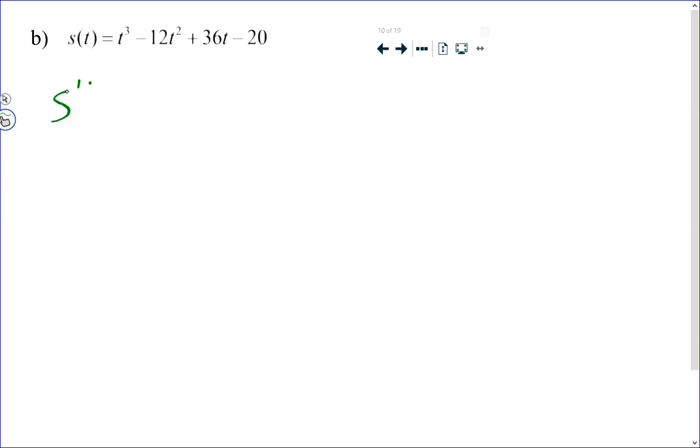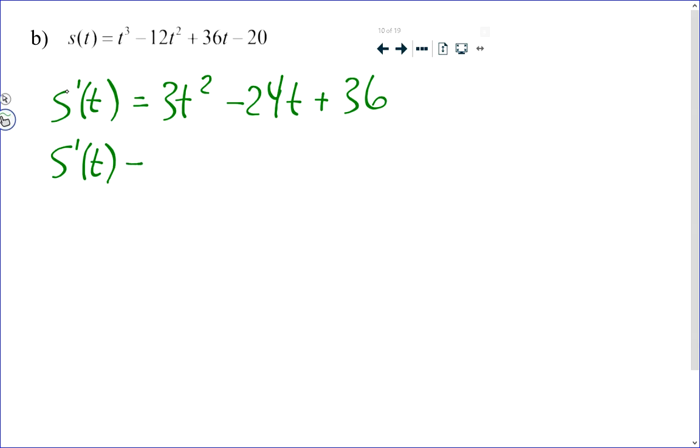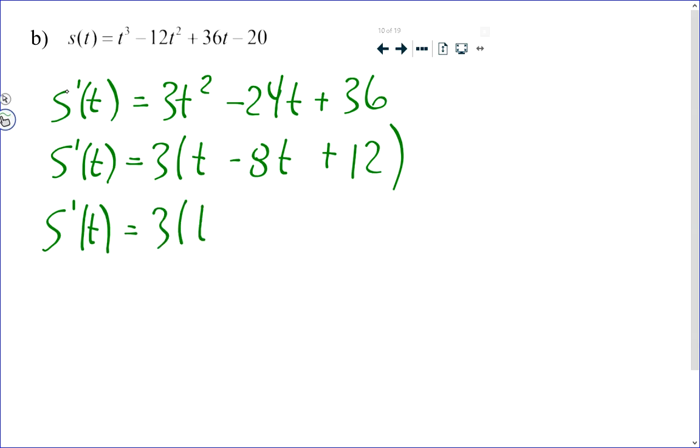Let's do this again. S prime of t, I'll use this notation this time, is 3t squared minus 24t plus 36. That looks okay. I want to always express my derivative in factored form. It finally makes sense why I've been harping on you for the first 5 weeks of classes that you have to factor things completely. So I take a 3 out of everything, and then I can factor that quadratic into t minus 6, t minus 2, which means the critical values that make the derivative 0 are 2 and 6.